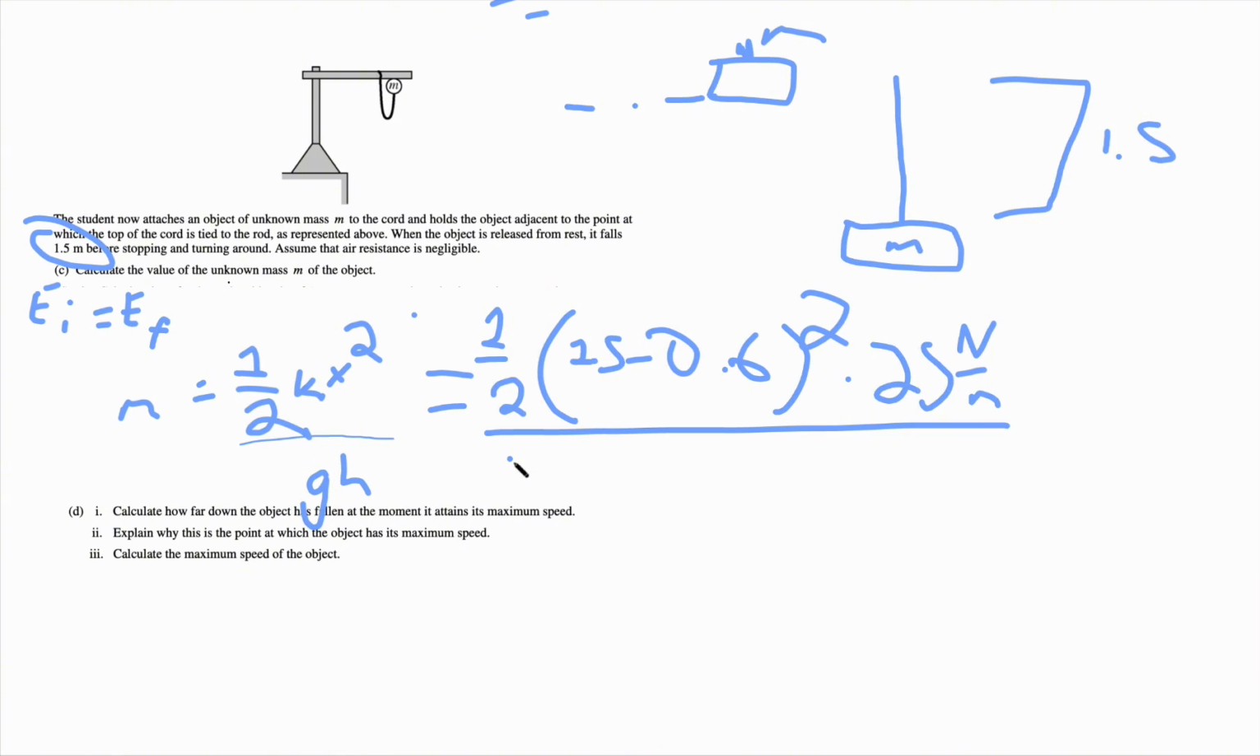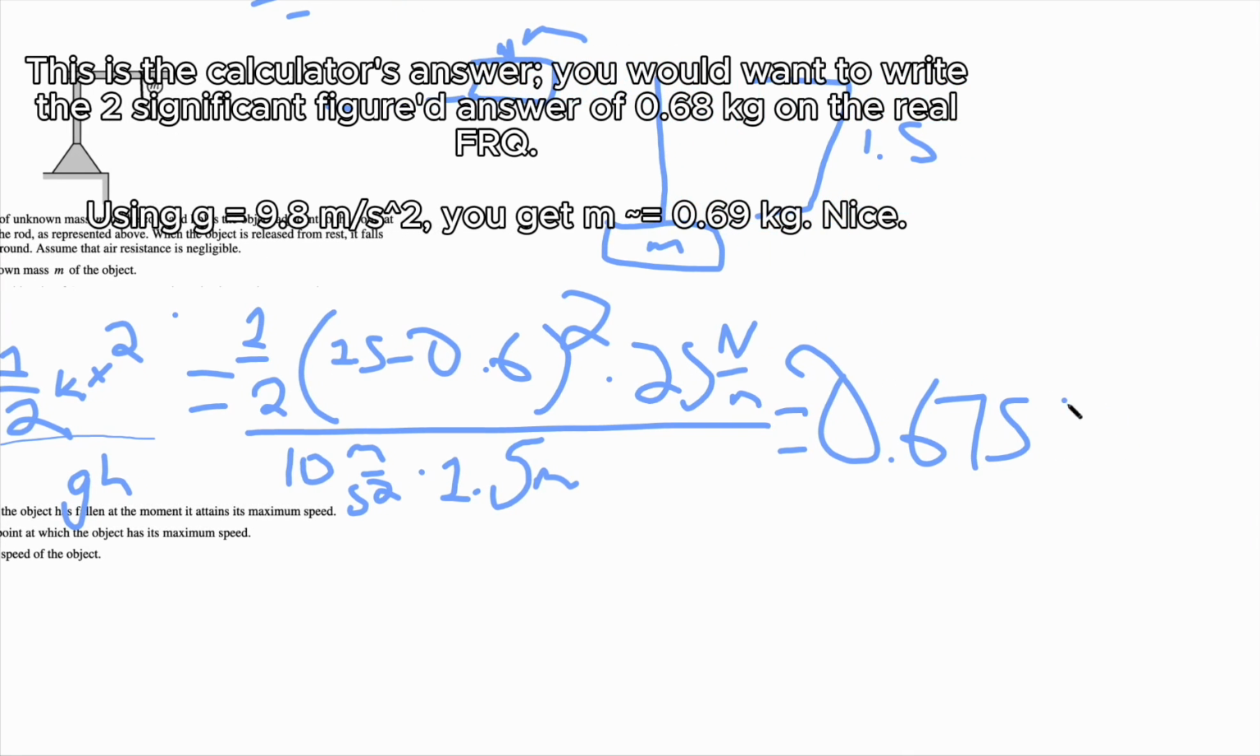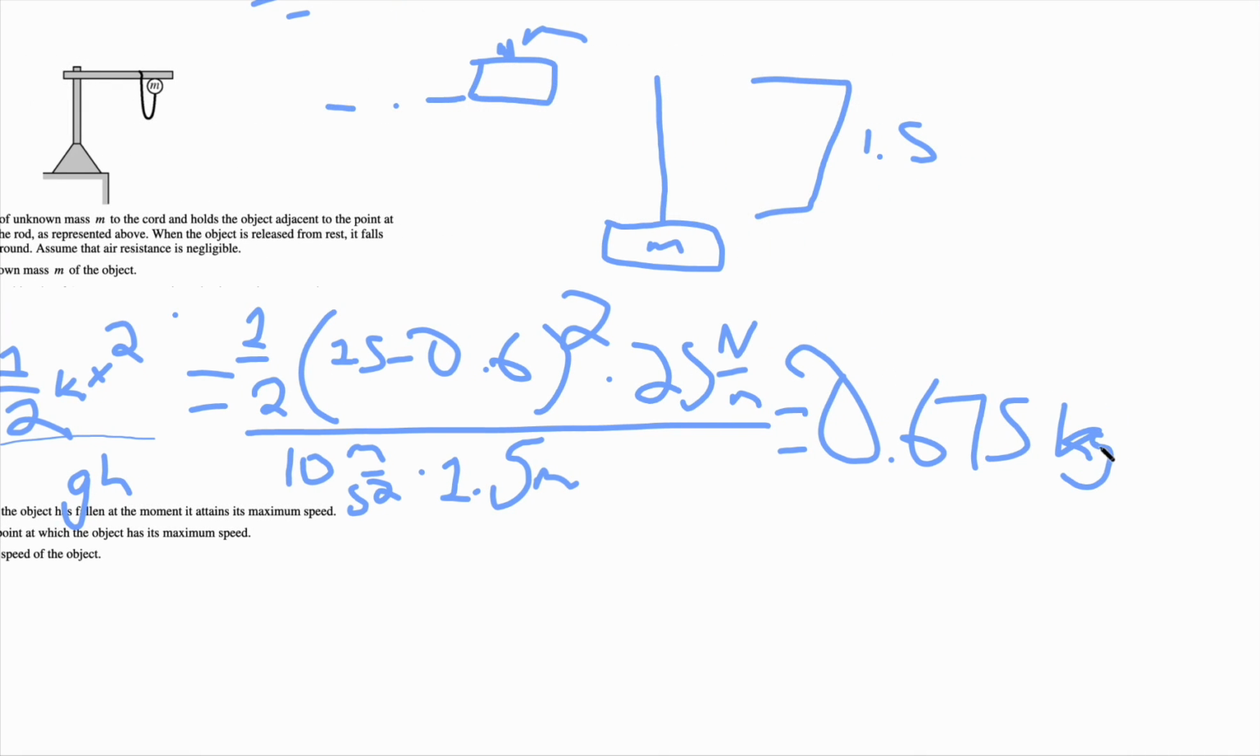For our class, we use G equals 10 meters per second squared. I don't know about you guys, but that just feels a little simpler. And H, our total 1.5 meter distance. And this should get you 0.675 kilograms for the ball.